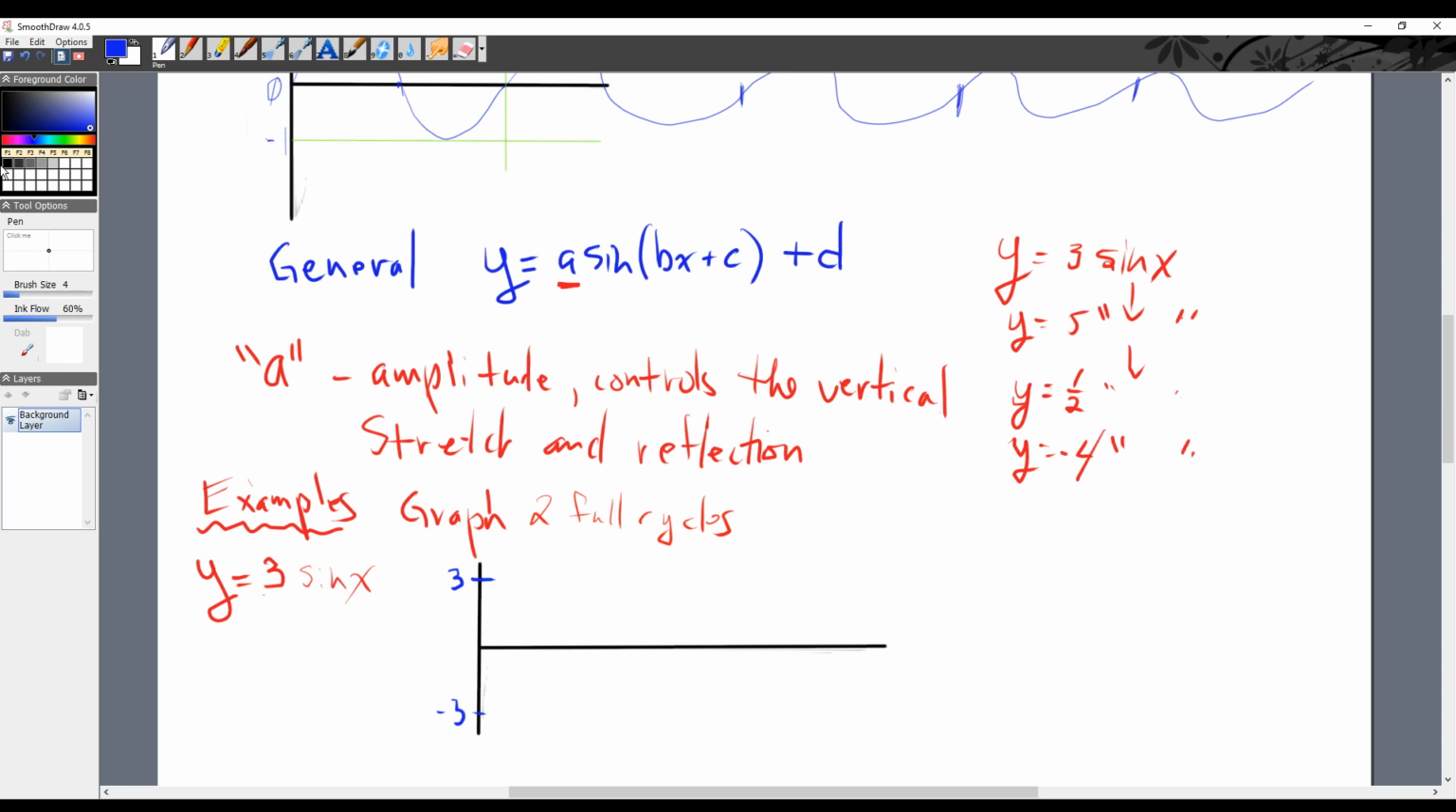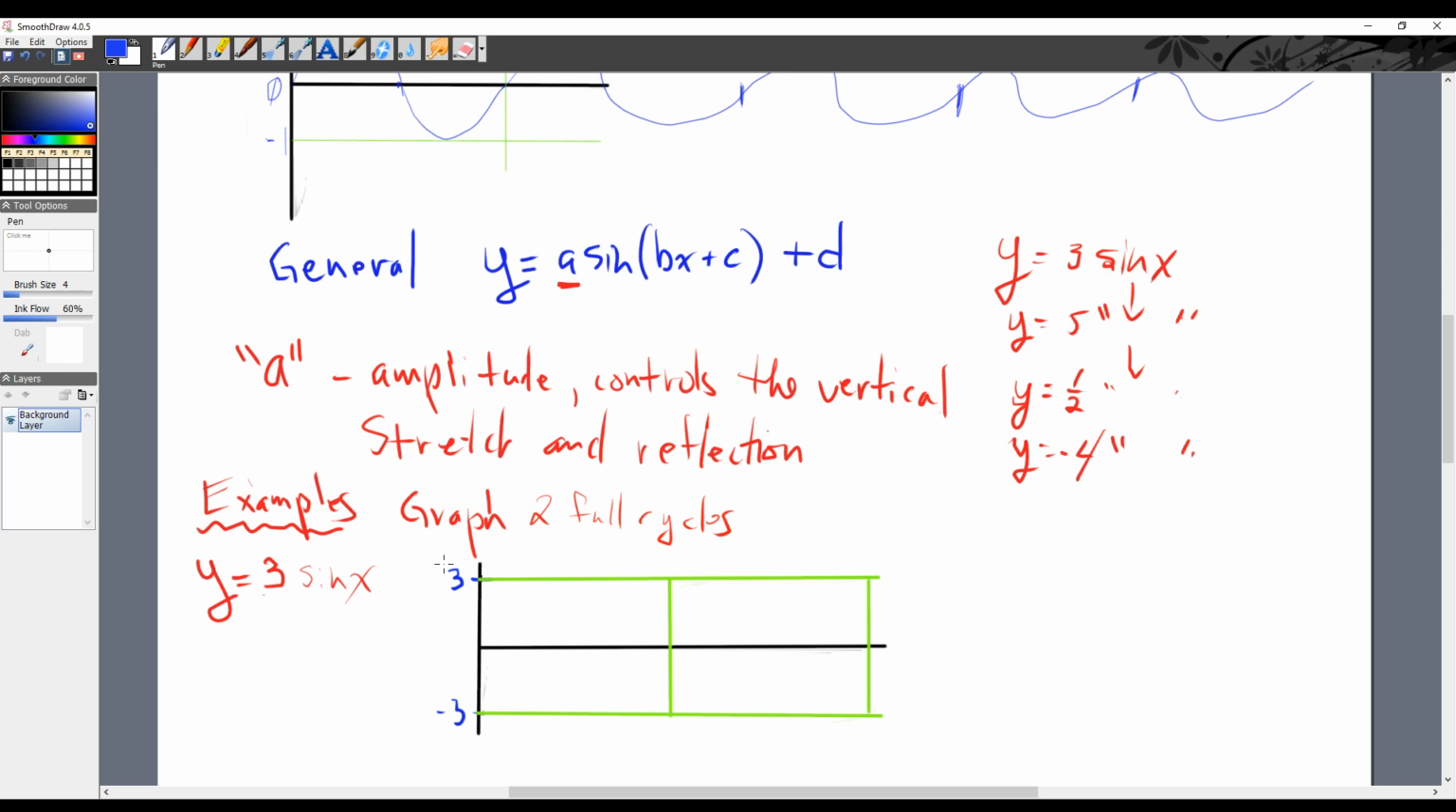So I'm going to draw in my framing window to help me sketch these things. This is certainly optional, but I think it's a good idea. And I'm going to draw 2 cycles. There's my first cycle, and I'm going to draw another one that's the same size, and there's my second cycle. The only thing that we're going to be changing about this particular function is the amplitude.